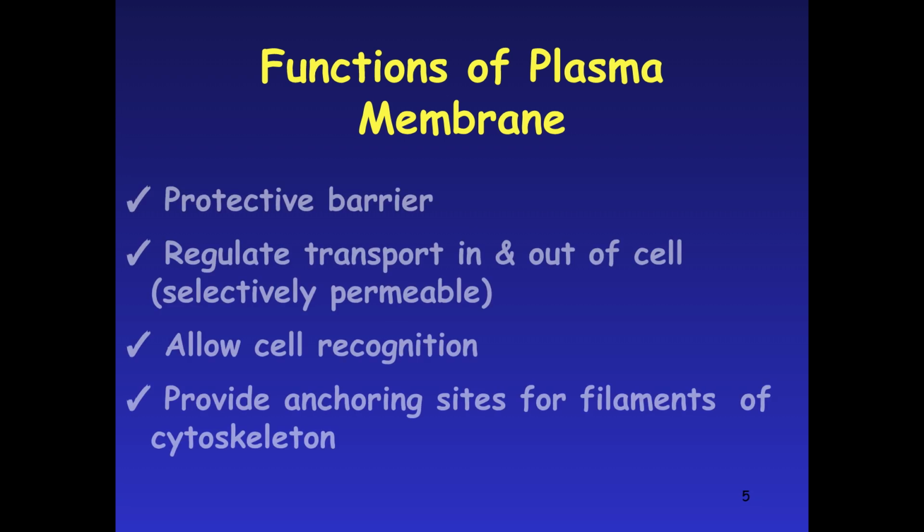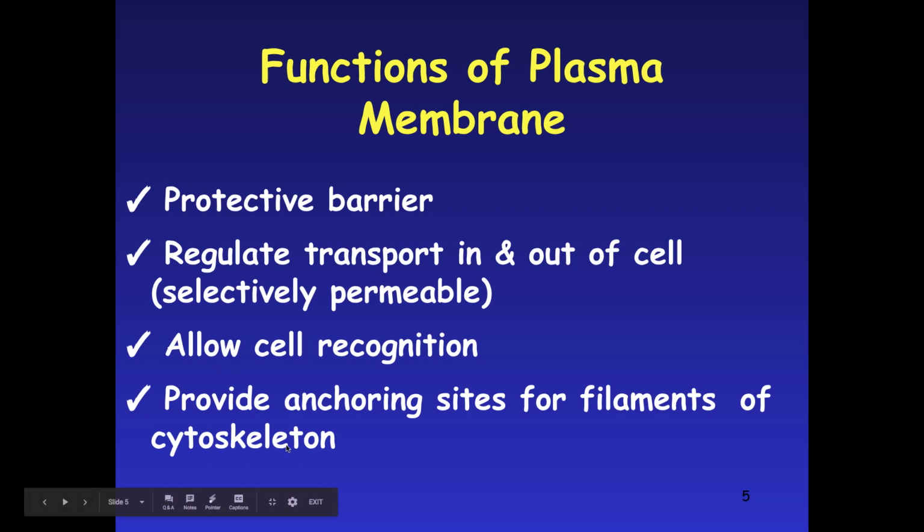The functions of the plasma membrane. Number one, it's a protective barrier. It is selectively permeable, which is a key word we should know. Permeable refers to how things enter or leave the cell, and selectively means it can select what it wants to enter or leave the cell. It's a bit choosy. It also performs cell recognition functions, which is important for your immune system to recognize what's a foreign bacteria in your body versus an actual cell that should be inside your body.